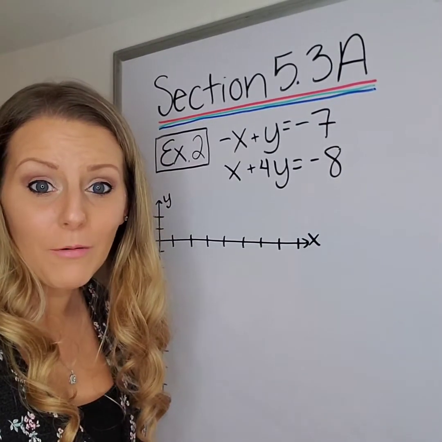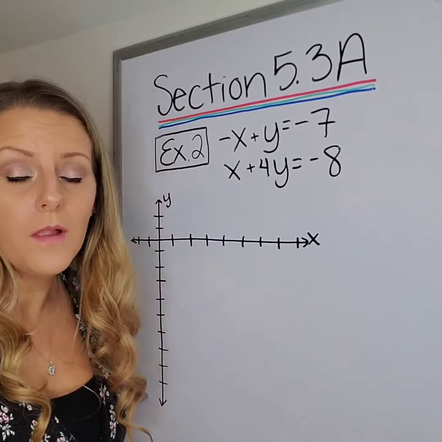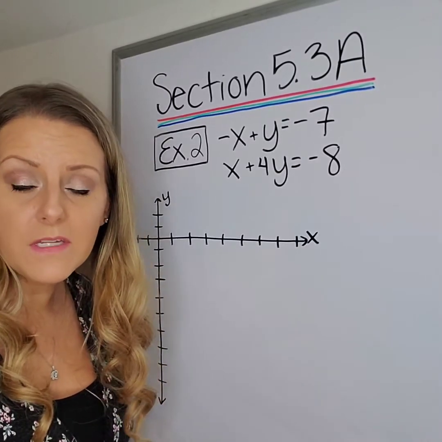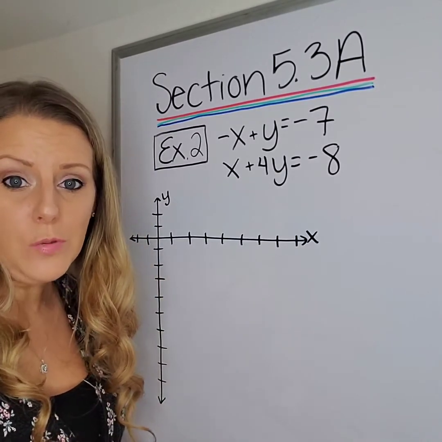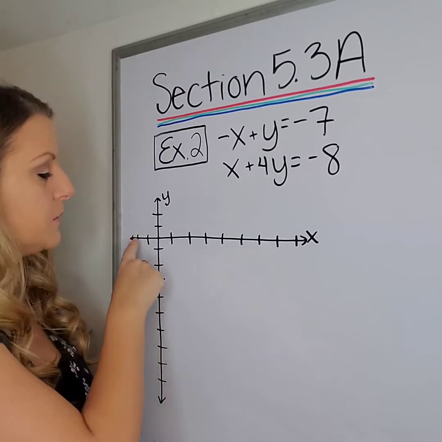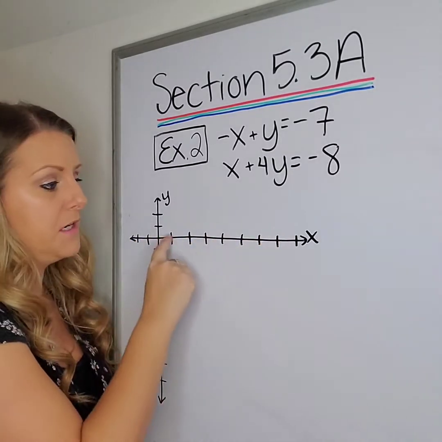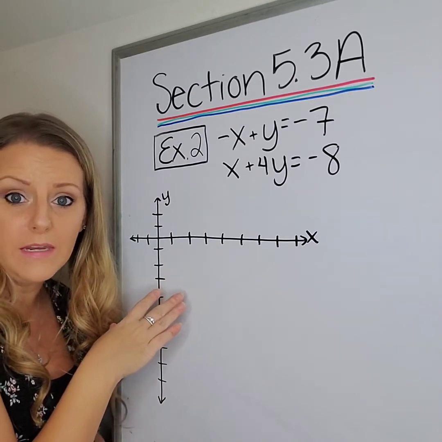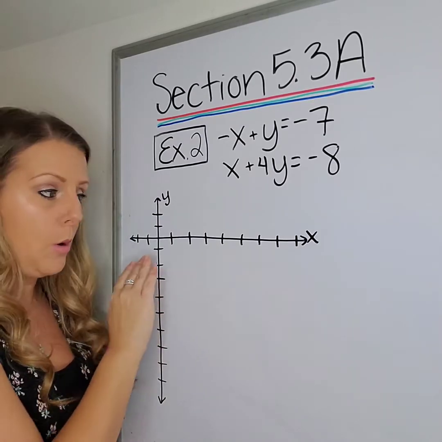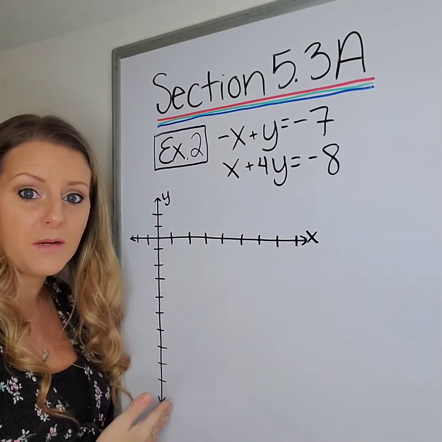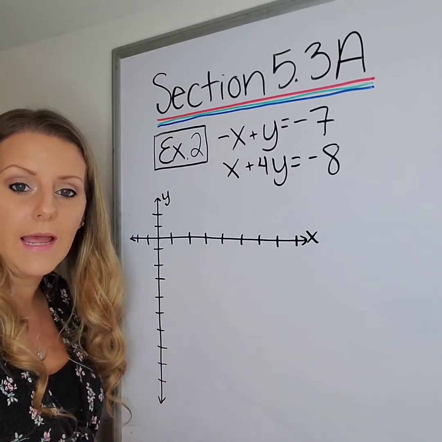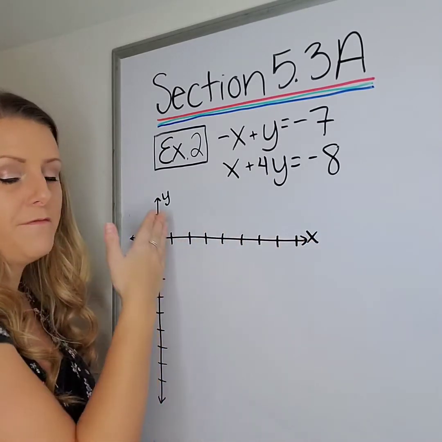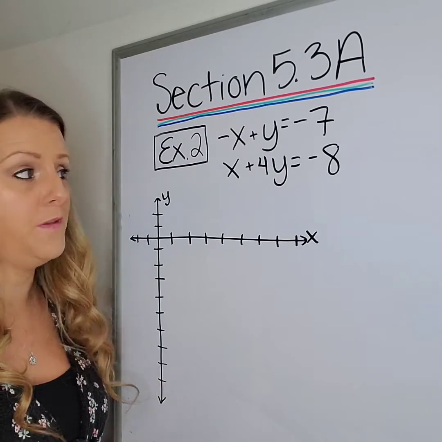Okay, now we're to section 2. So go ahead and you might want to pause the video at this time and write down example 2 so you've got it. And then for this one, most of the graph is going to be to the right and down. So that's how I drew my coordinate plane here. And again, you don't have to have the exact same number of tick marks as me, but you want to have quite a few to the right and quite a few down for this one.